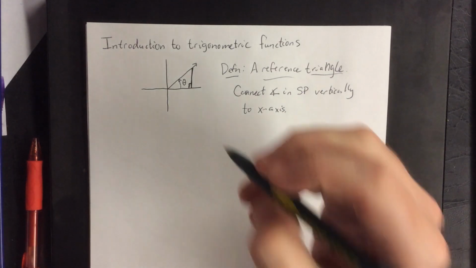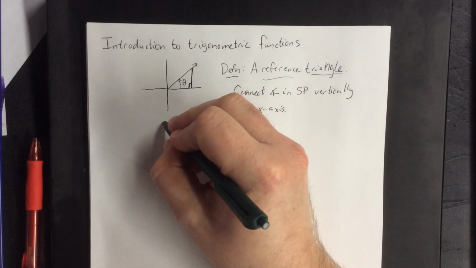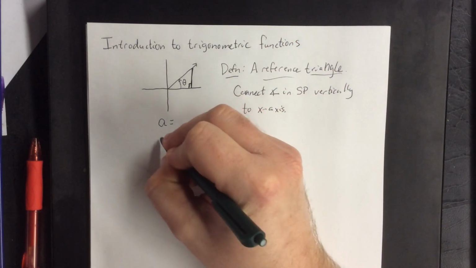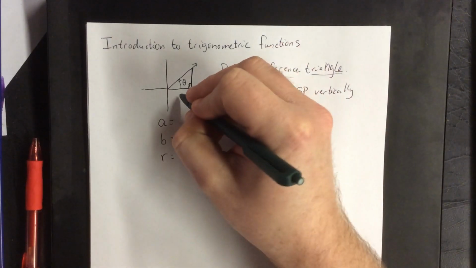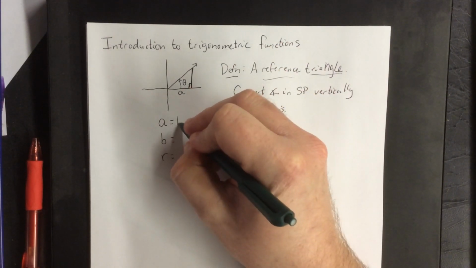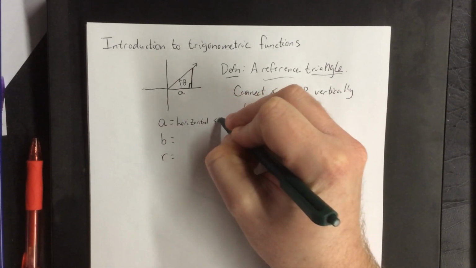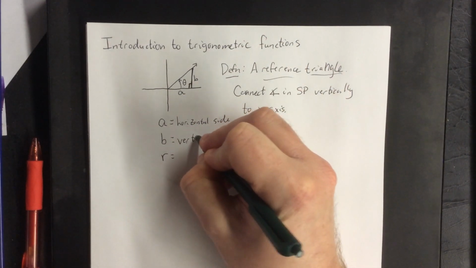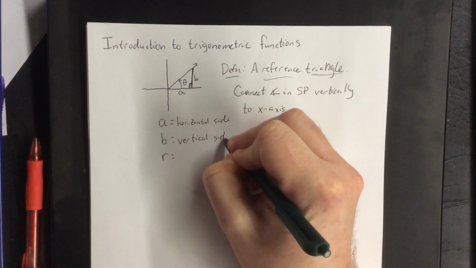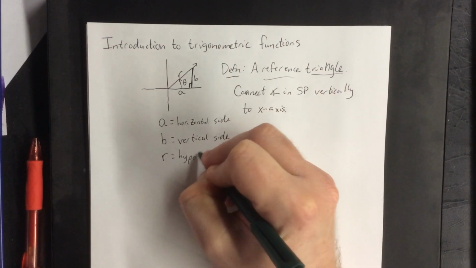Additionally, I would like to label the three sides associated with this reference triangle. The three sides are going to be referred to as A, B, and R. A is going to be the horizontal side. B is going to be the vertical side, and R is going to refer to the hypotenuse.